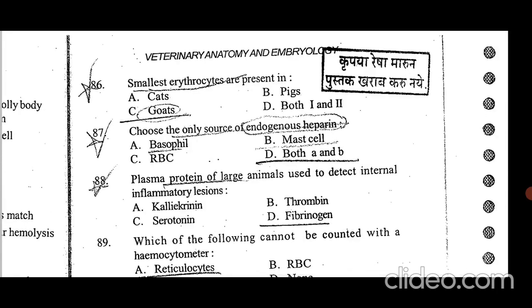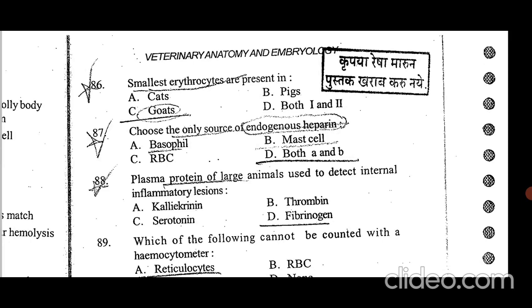Smallest erythrocytes are present in goats. Goats have the smallest size of erythrocytes. Choose the only source of endogenous heparin. Basophils and mast cells are the only source of endogenous heparin.